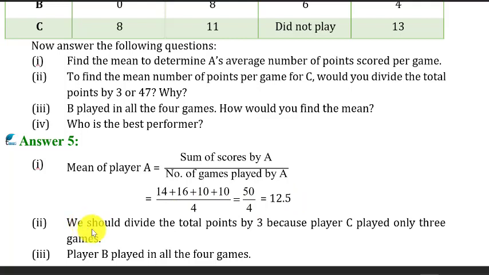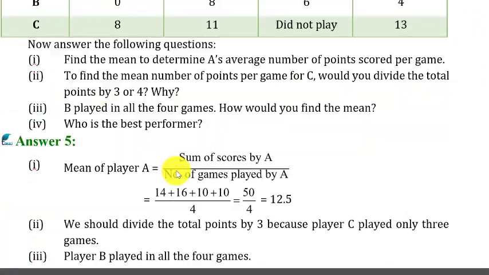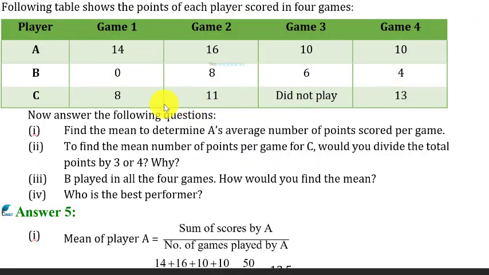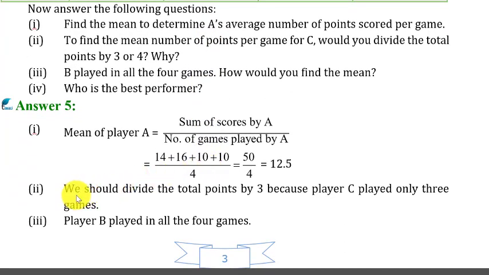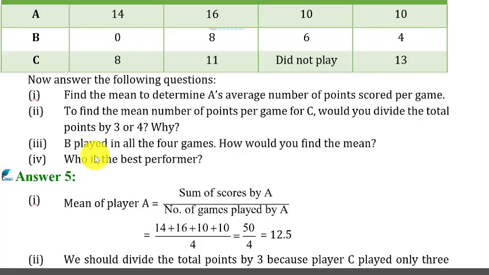Next we have to find the second answer. We should divide the total points by 3 because player C played only 3 games. The question asked is to find the mean number of points per game for C, would you divide the total points by 3 or 4? Why? So here player C only played 3 games. By seeing this given table, we can write: we should divide the total points by 3 because player C played only 3 games. Next we can take the third question.